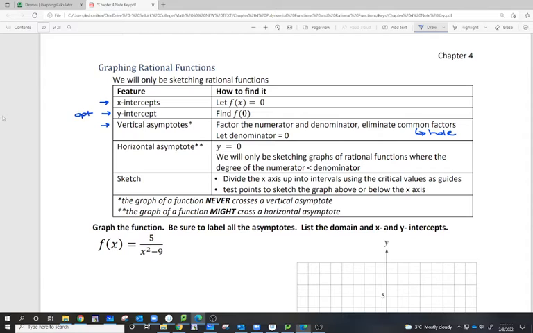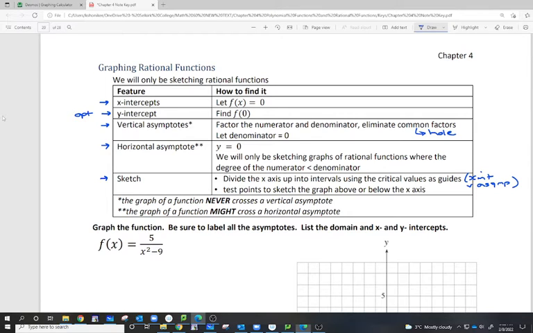And then horizontal asymptote, we will always use y equals 0. So we are only going to be sketching graphs where the degree of the numerator is less than the denominator. And then to provide a sketch, we are going to divide the x-axis up into intervals using your critical values. Now your critical values are your x-intercepts and your vertical asymptotes.